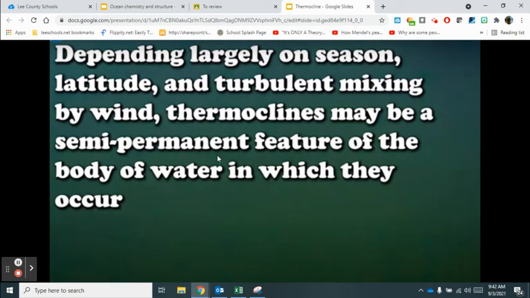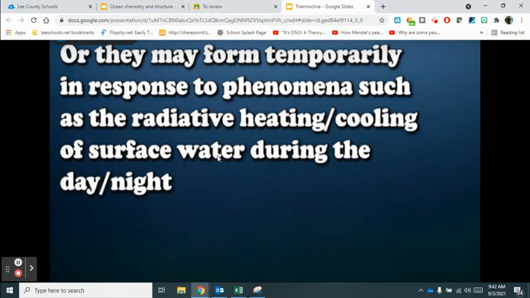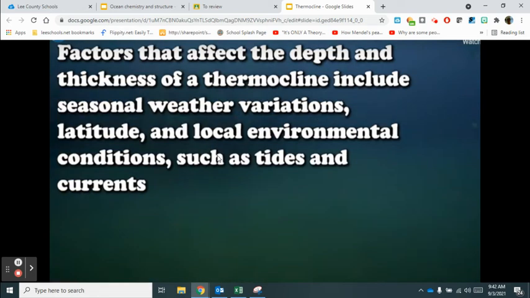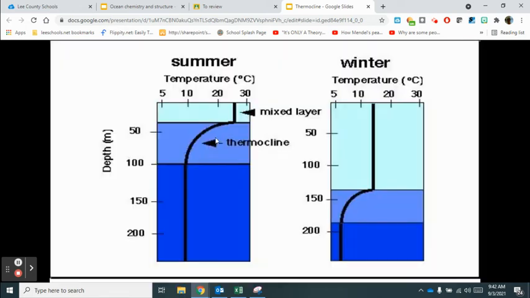Depending largely on season, latitude, and turbulent mixing by wind, thermoclines may be a semi-permanent feature of the body of water in which they occur. Or they may form temporarily in response to a phenomenon such as radiative heating or cooling of surface water during the day or night. Factors that affect the depth and thickness of the thermocline include seasonal weather variations, latitude, and local environmental conditions such as tides and currents. The seasons will affect it as well.